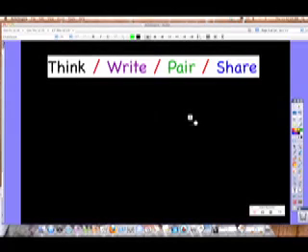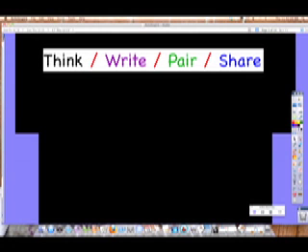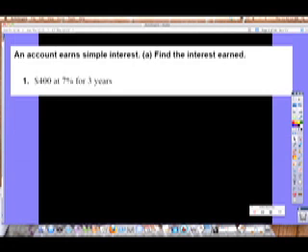All right, so we're talking about simple interest, PRT. This one together. So if you look at the directions, it says an account earns simple interest. That means we put our money in a bank, the bank's going to pay us back a little bit, add it to our bank account. All we need to find is the interest earned. So we're just going to look for how much the bank is going to pay us for using their bank.